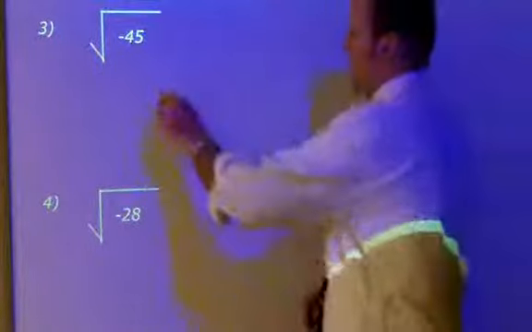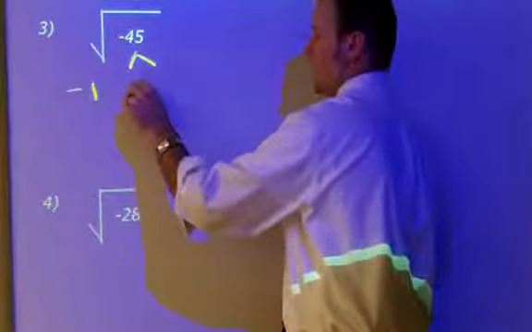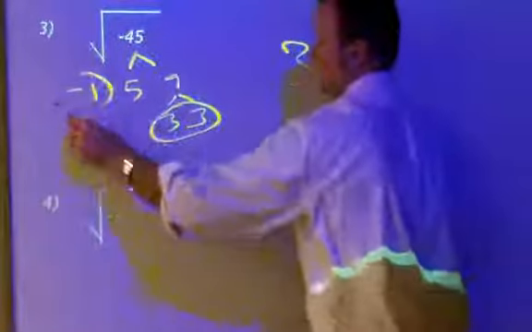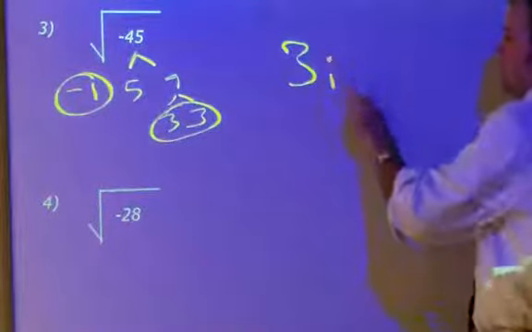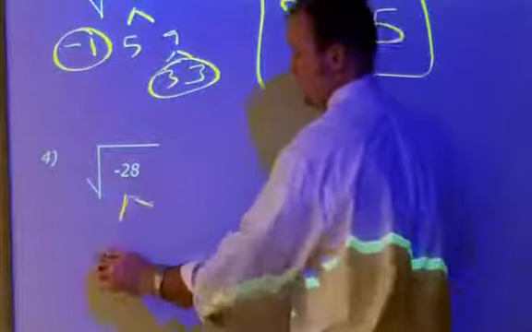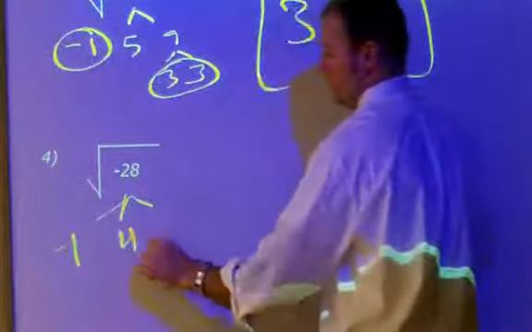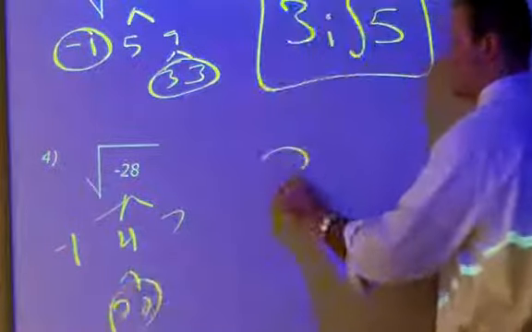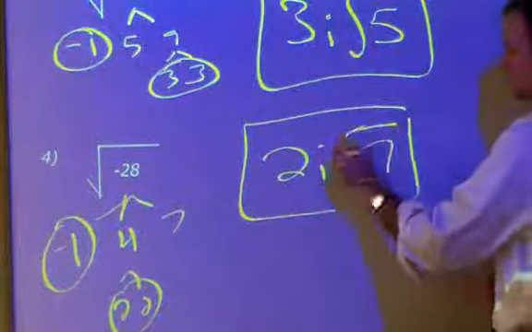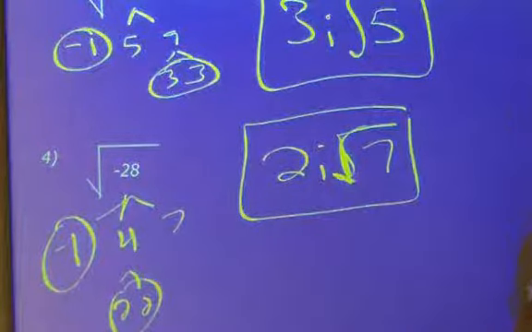So again, we try a couple more. 45. Again, I can say -1 and then break that down as 5 and 9. So 3 and 3. So here's my pair of 3's. Here's my square root of -1, so I have i, and square root of 5. So 3i square root of 5. Square root of 28, and it is negative, so we'll say -1, 28. We'll do 4 and 7, and 2 and 2. So 2i square root of 7. 2i square root of 7. I know you're saying his square roots look like 5s, but trust me, I'm saying square root, and I'm writing it. I just write it really quick, that's all.